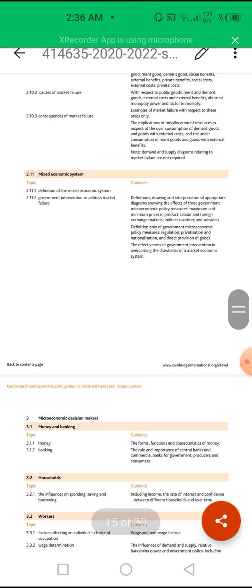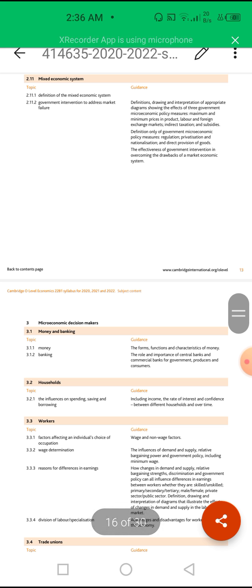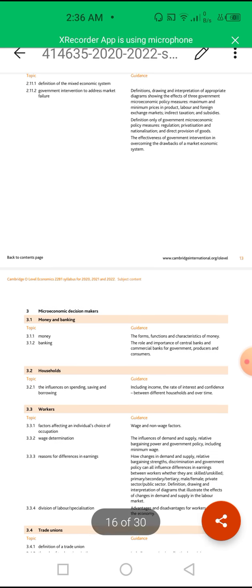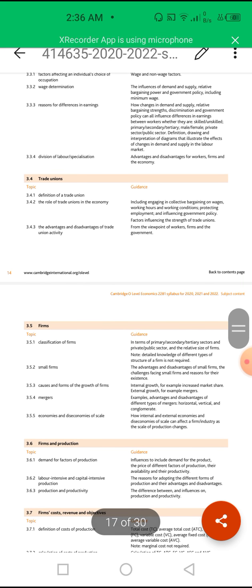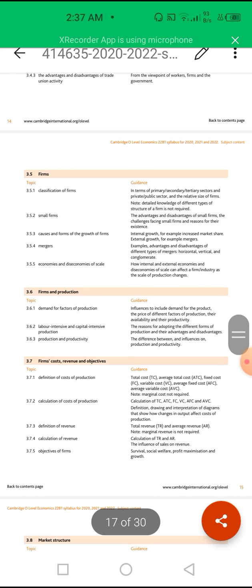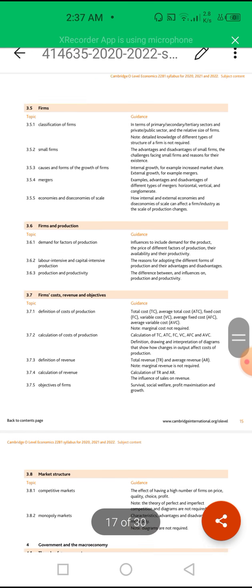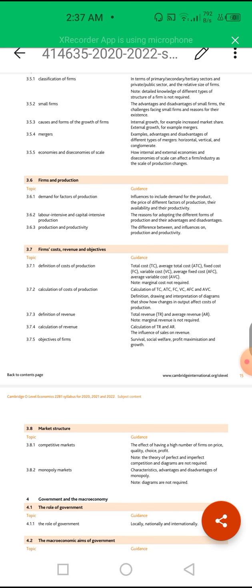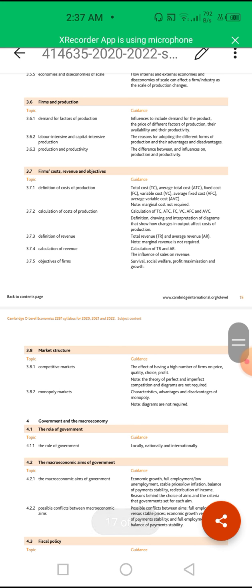Then money: how money is created, the basic history of money, why money is so important, and the ways of trade before money. Then households, these are the singles, then the workers and trade unions, and why trade unions are created. Firms: classification of firms as we have studied in business, sole trader, partnership, mergers, acquisitions, all the things over here. Firm and production is the most important thing. In production we will discuss cost, break-evens and these kinds of things. Then the evaluation of cost, the different costs like fixed cost and variable cost.